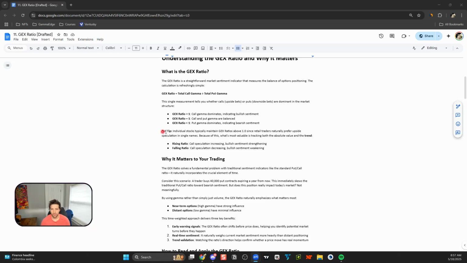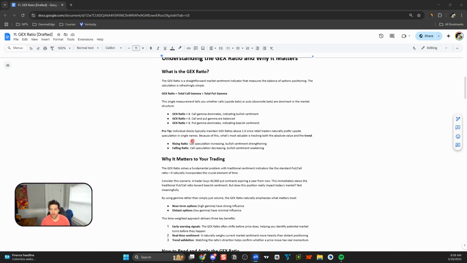So an important pro tip for you here is that individual stocks typically maintain GEX ratios greater than 1, since retail traders naturally prefer upside speculation in single names or individual equities. Think Apple, Tesla, Nvidia, etc. Because of this, what's most valuable is tracking both the absolute value of the GEX ratio as well as the trend of the GEX ratio.